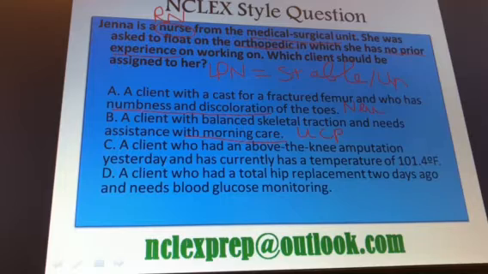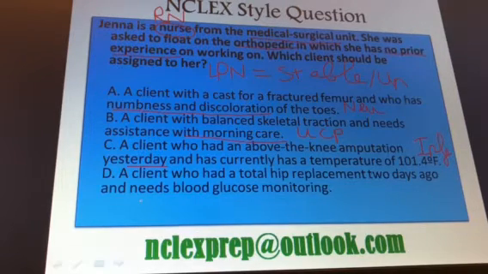C: a client who had an above knee amputation yesterday and currently has a temperature of 101.4. So yesterday is not bad, however the fever may indicate infection, and this is something serious and important. D: a client who had a total hip replacement 2 days ago and needs blood glucose monitoring.